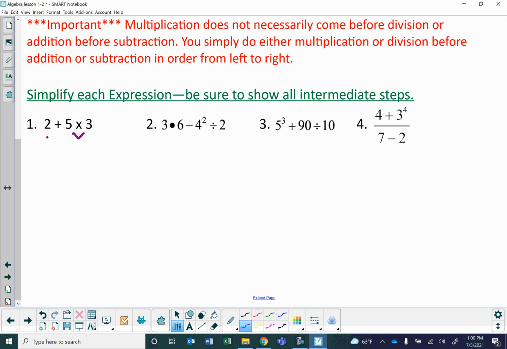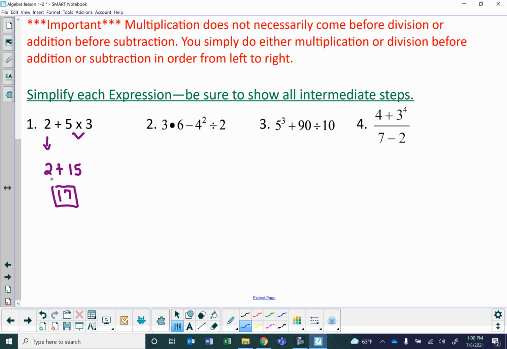So I'm going to write down my 2 because I'm not doing anything with that. I'm going to write down my plus sign because I'm not doing anything with that. But I am going to take care of the 5 times 3, which is 15. So my second step becomes 2 plus 15, and then I simply answer that by saying, oh, 2 plus 15 is 17. Down the page vertically is neat and tidy, and it shows people that you know what you're doing, and it shows me that this is the process in which you're doing something.